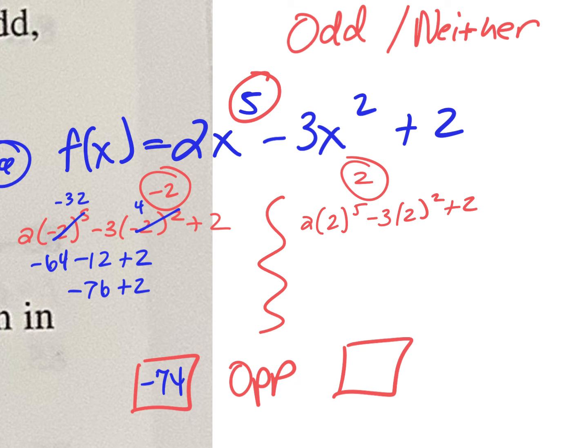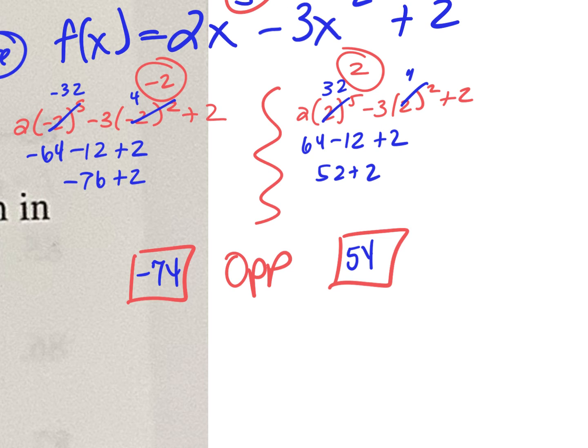So here we go. 2 to the 5th power is 32, and 32 times 2 is 64. 2 squared is 4, and 4 times negative 3 is minus 12, and then I have plus 2. What is 64 minus 12? 52, and 52 plus 2 is 54. When I look at the numbers negative 74 and positive 54, are those two exact opposites of each other? No. So your answer is neither.